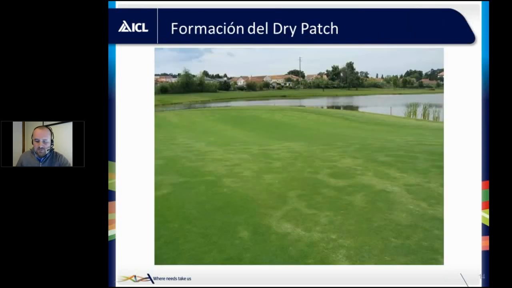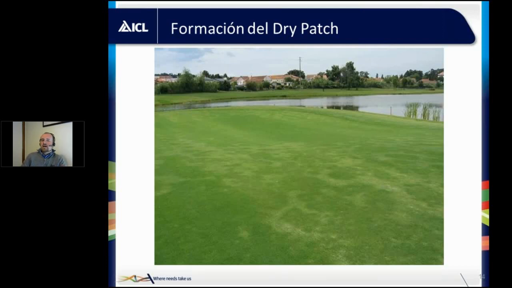What do we mean? Well, I'm sure most of you are very familiar with this unique turfgrass phenomenon called dry patch development. Here we have a golf green with this feathered surface, if you like, this feathered area of drought stress, of turf stress on the surface that comes about from the development of dry patch.